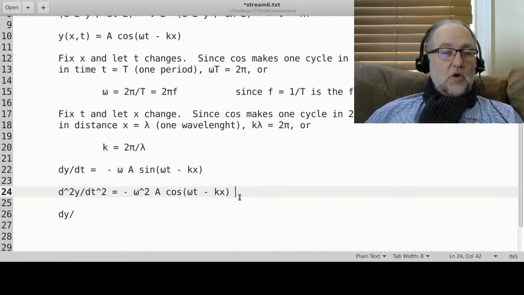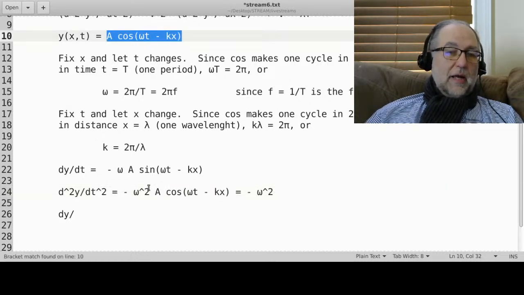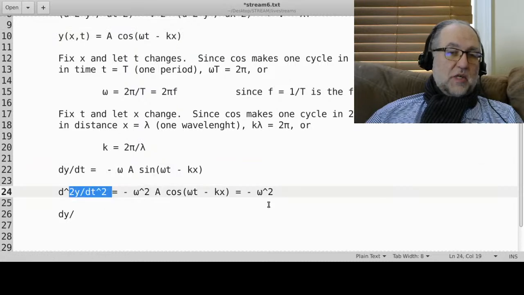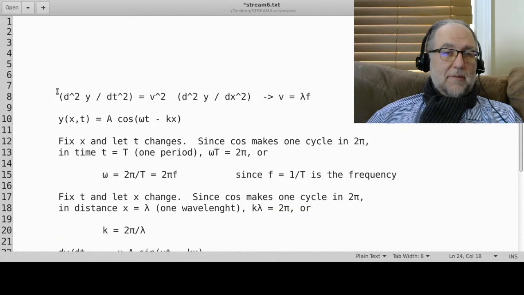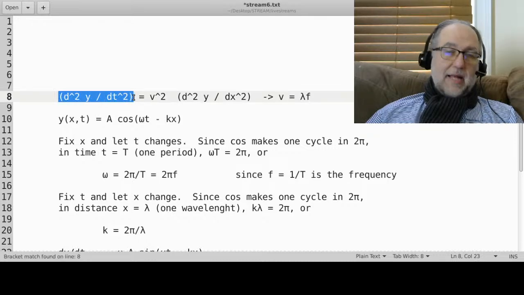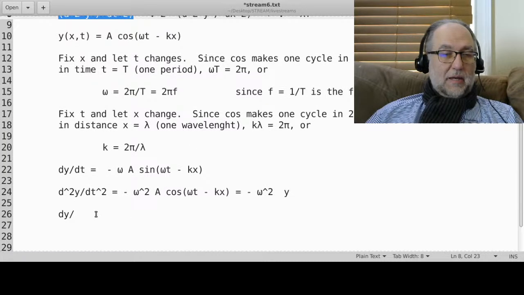There's the second derivative. Notice that this is equal to omega squared multiplied by a cosine omega t, but a cosine omega t is y all over again. Once you differentiate it twice, you come back to y, and so we could just write y in there. So there's the second derivative with respect to time. That's the left-hand side. That's like the acceleration of a point on the wave, one of the oscillators that make up the medium.